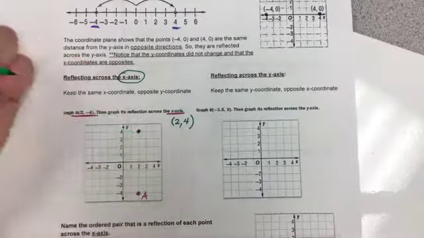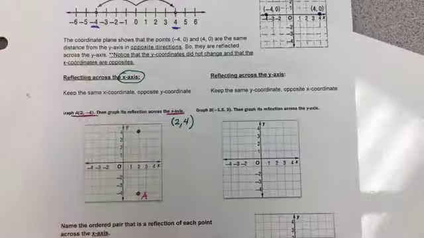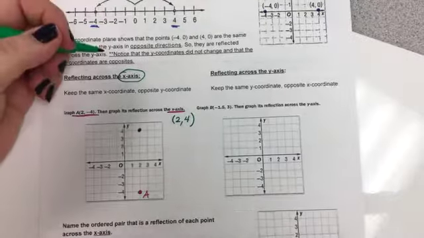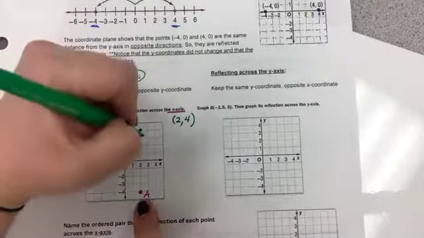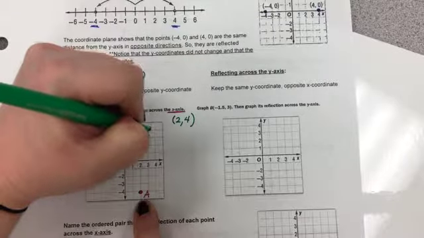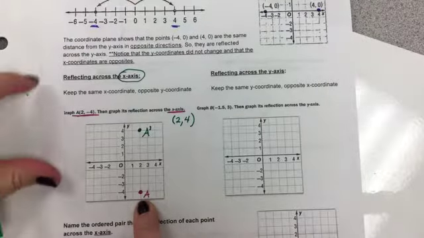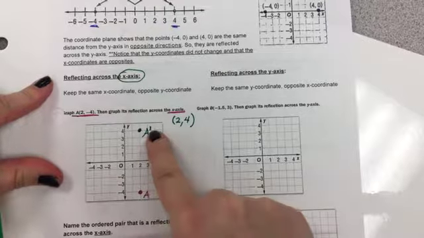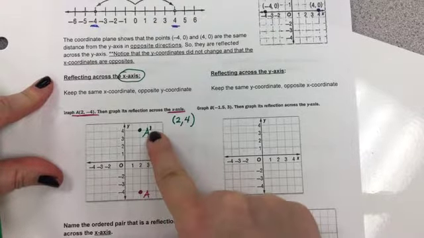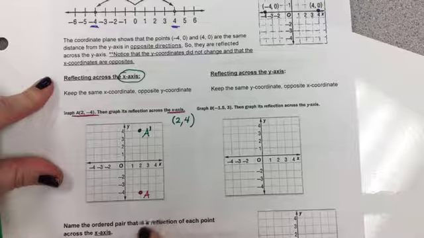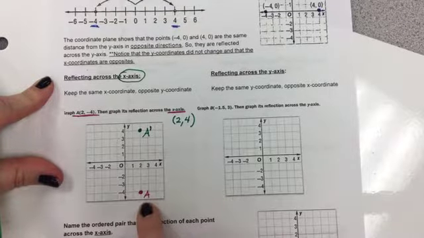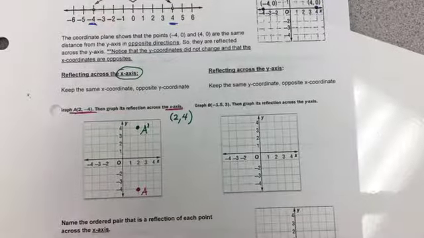Now, I need to label this second point, this reflected point. And the way I label it is actually with the same letter as the original point, but I add an apostrophe after the letter. And we refer to this as A prime. So A prime represents the reflection of original point A. Let's try the next example.